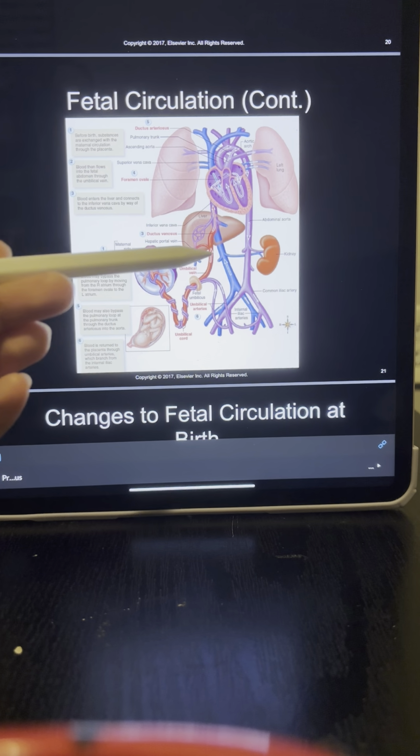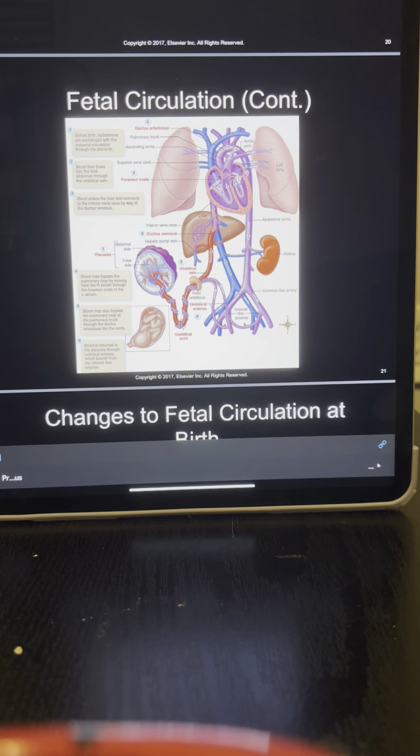Shunts in blood circulation, in fetal and baby circulation in utero, when it is still inside the lady's womb, okay? There are going to be 3 shunts. You have your ductus arteriosus, your foramen ovale, and then you have your ductus venosus. Now, these are all shunts. These are all going to take blood and shunt it away like a shortcut to continue circulation.